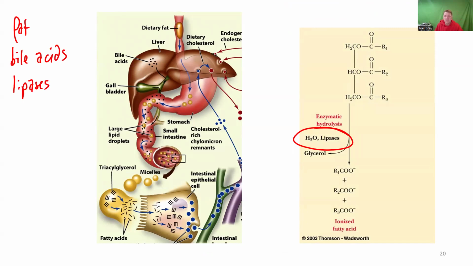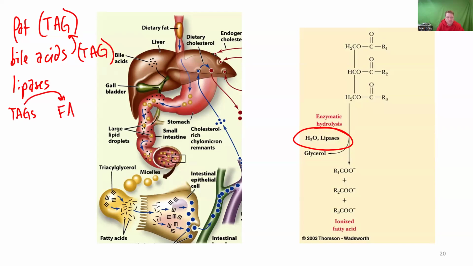Lipases are the enzymes that take a triacylglycerol and break the individual fatty acids off. So think about it as fats, dietary fats, is lots of TAGs, triacylglycerols, also known as triglycerides. Bile acids are going to help break those up a little bit, but you're still dealing with maybe smaller TAGs. Lipases will take TAGs and break them into FAs.